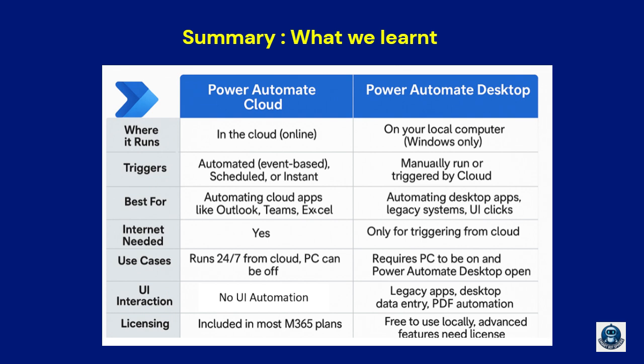And yes, they work better together. You can trigger a desktop automation directly from a cloud flow for full end-to-end automation. Both versions are included in many Microsoft 365 plans, with advanced features needing a license. So, choose the one that suits your workflow, or better yet, use both to supercharge your productivity.